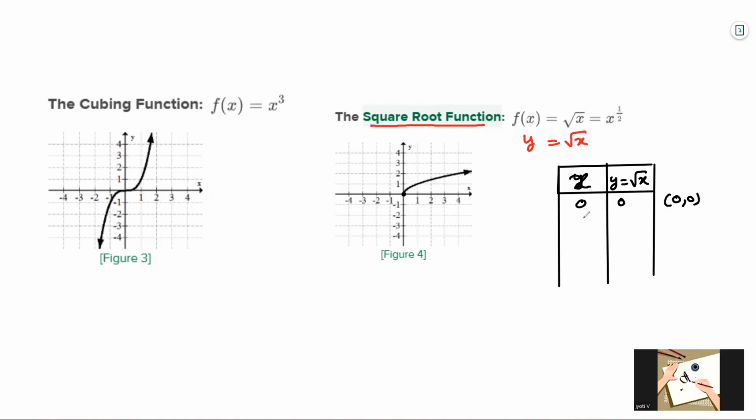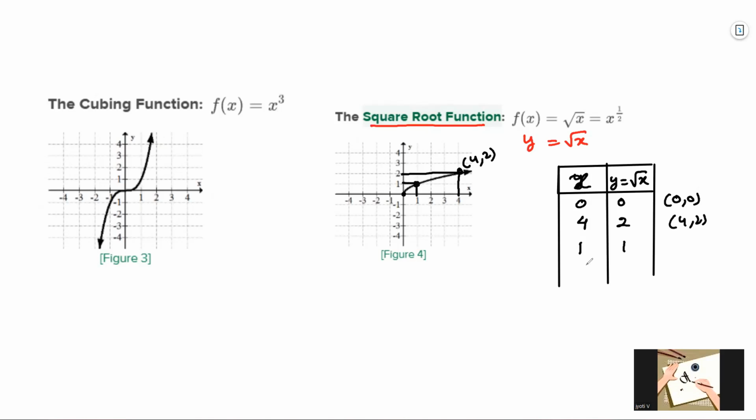Next, when x is 4, y is the square root of 4, which is 2. So we can search for (4, 2). So here we go. For 4, there is a 2. This is that coordinate: 4 on the x-axis, 2 on the y-axis. We can't go for negative values because square roots of negative numbers are not possible. That's why this will be in the positive direction only. So when x is 1, y is also 1. So x is 1, y is 1.